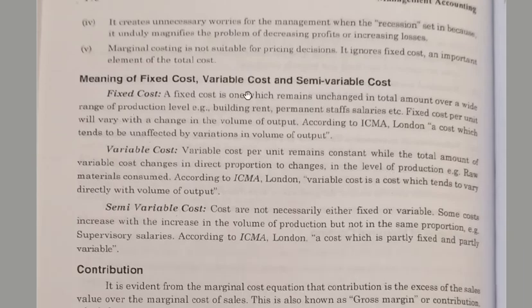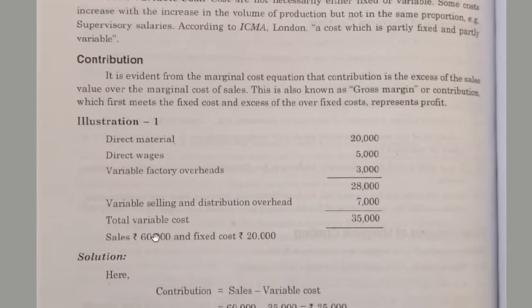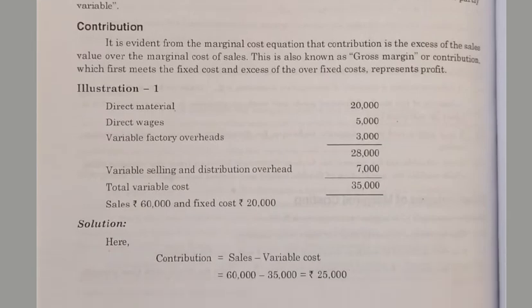So what is the meaning of fixed cost? A cost which remains unchanged. Variable cost is something that will change according to the level of production. So when does it become unchanged? When it is calculated per unit. Semi variable costs are not necessarily either fixed or variable but are semi variable, for example, your supervisor salaries. So first let us look into a few problems.